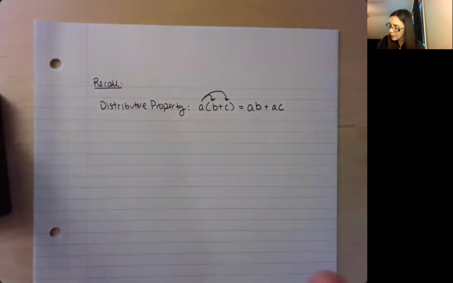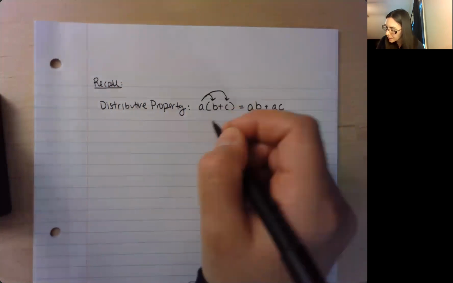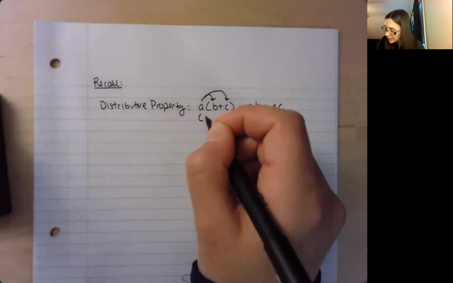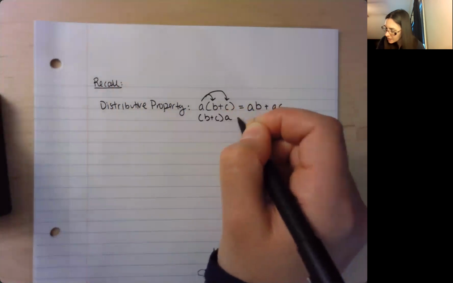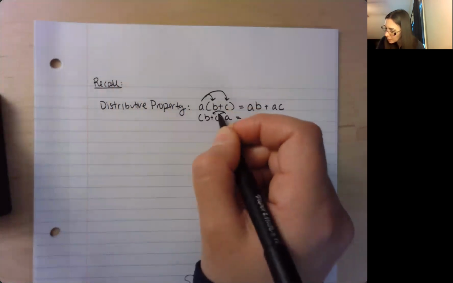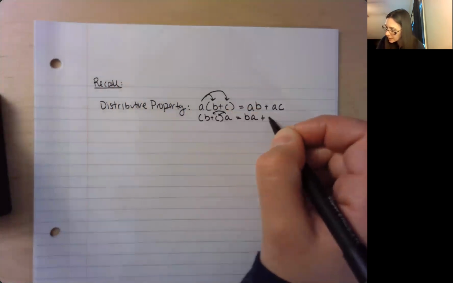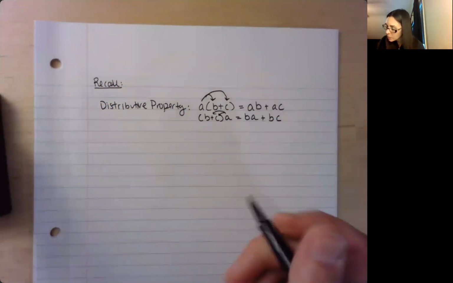And it also works the other way. So if you have the b plus c times a next, you can bring it in this way. So ba plus ca is fine. And you can also do it with subtraction.